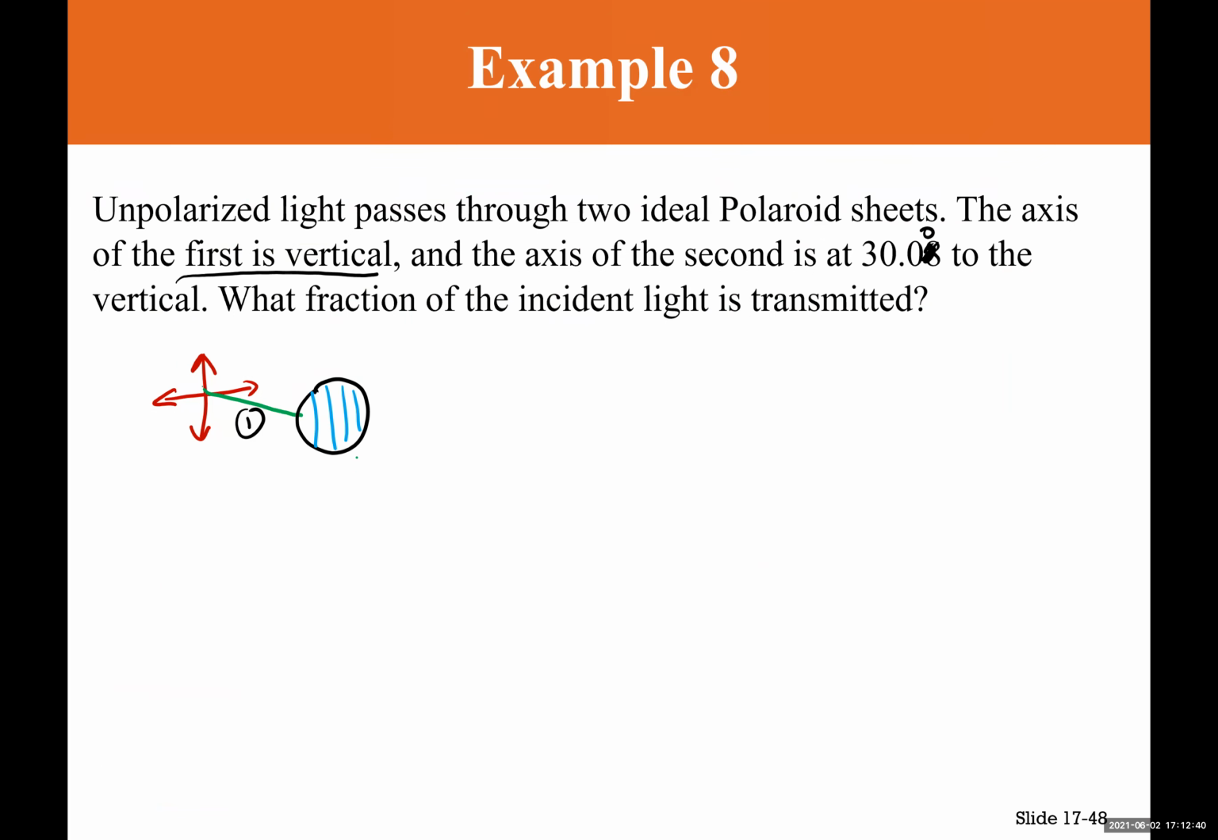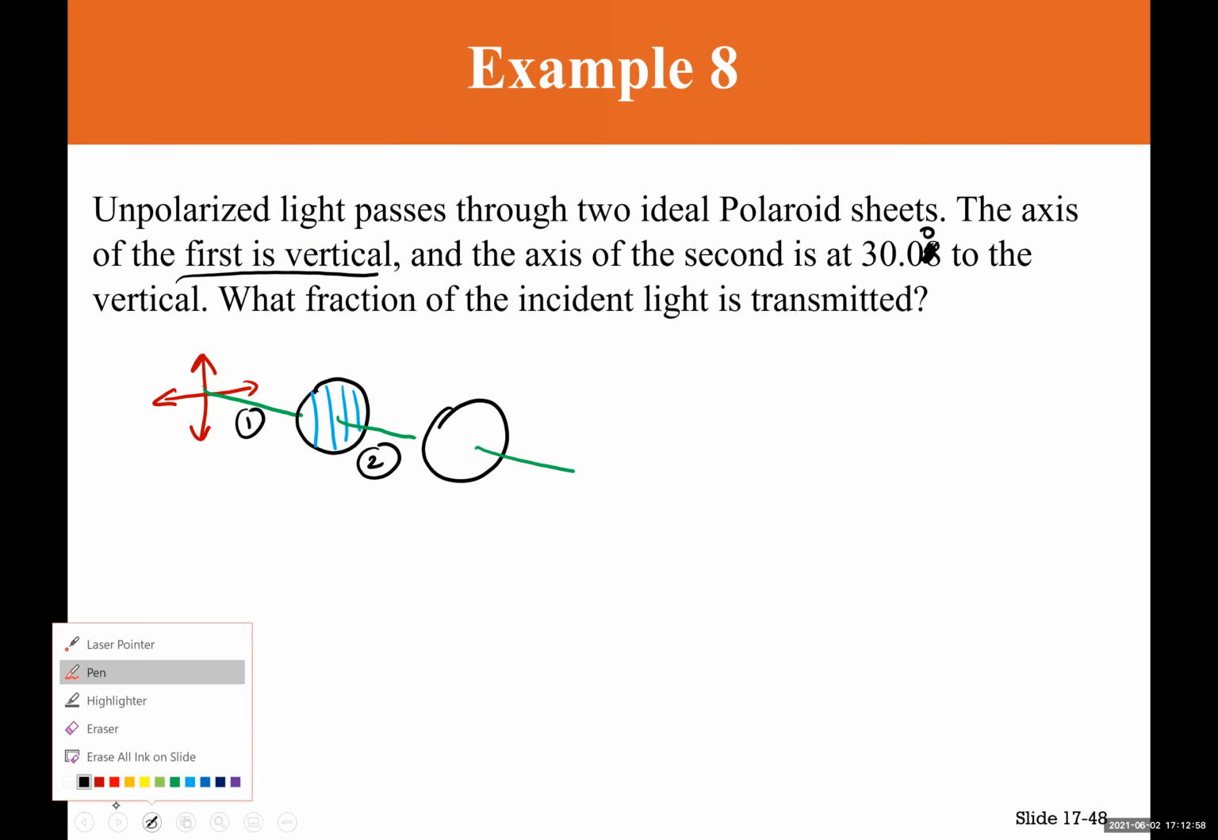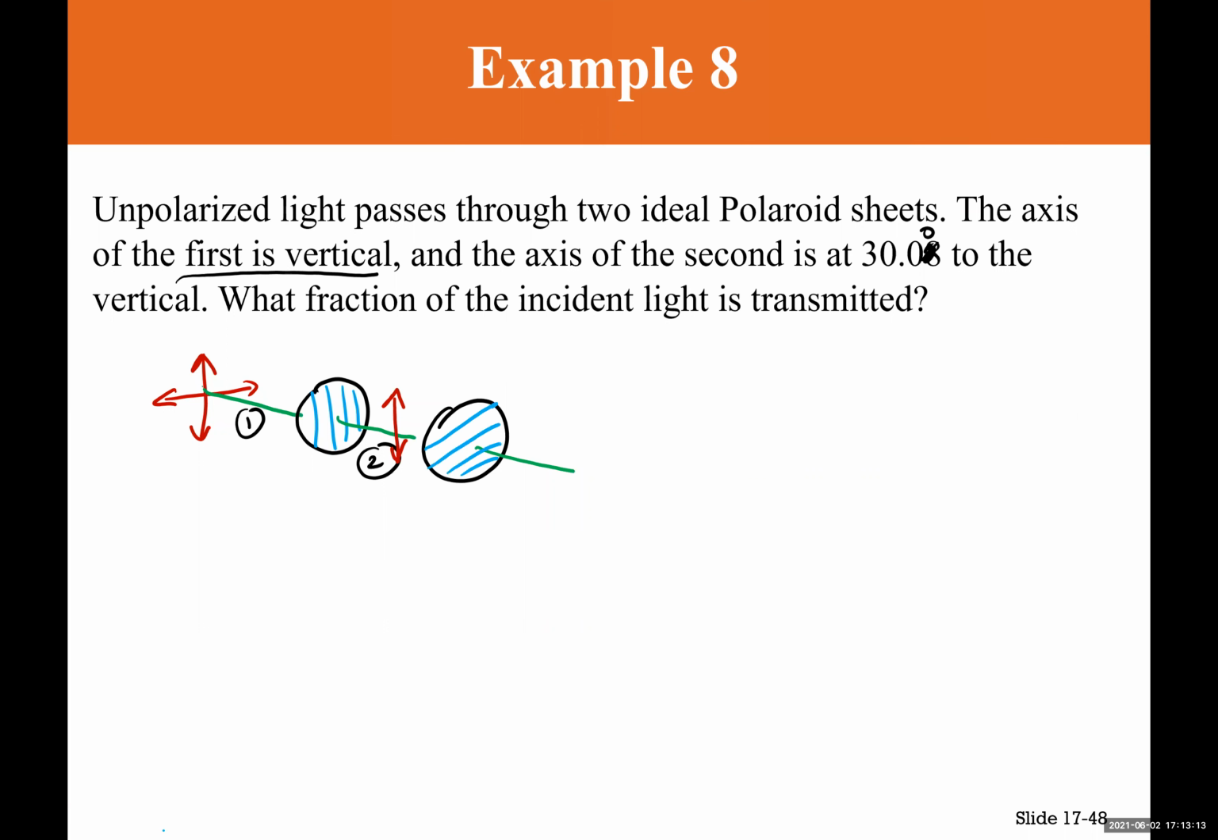Then let's say it goes like this. Then I have the second polarizer, and the light is going to continue like that. This is then region 2. When the unpolarized light goes through the first polarizer, its axis will always match the polarizer axis. That means the light is now going to be vertical like this. And the second one, we are told, is at 30 degrees to the vertical. That means when the light goes through the second polarizer, the analyzer, it's going to be at an angle of 30 degrees.